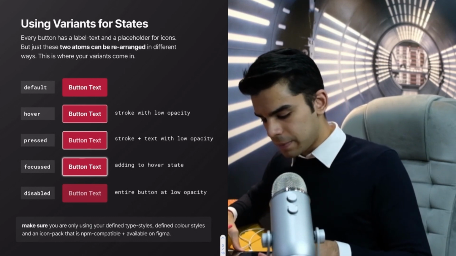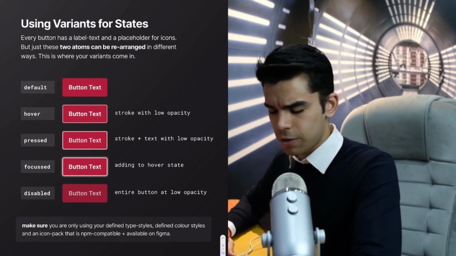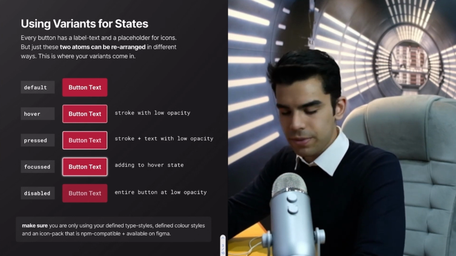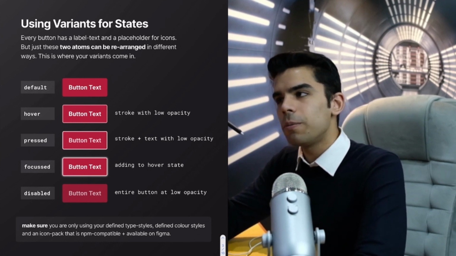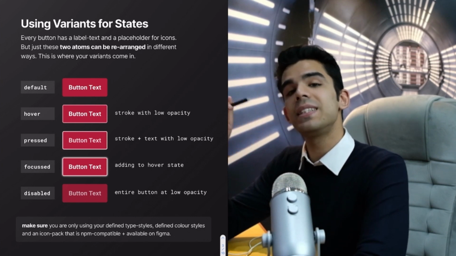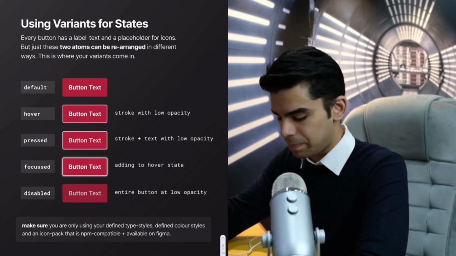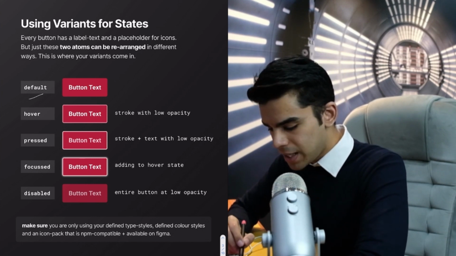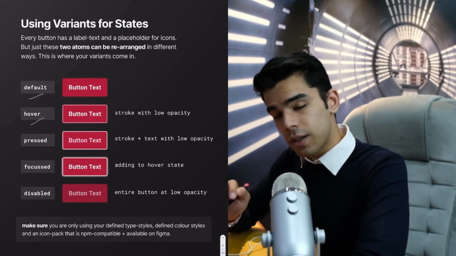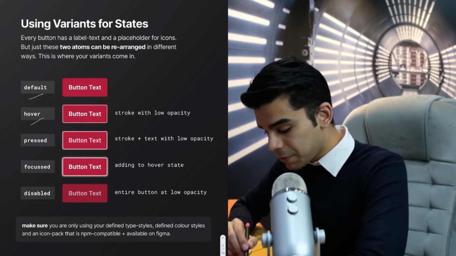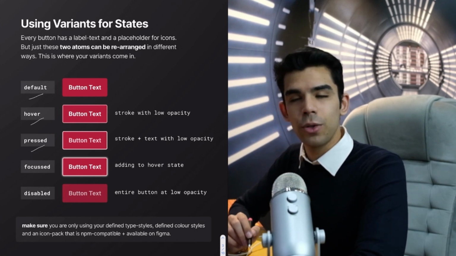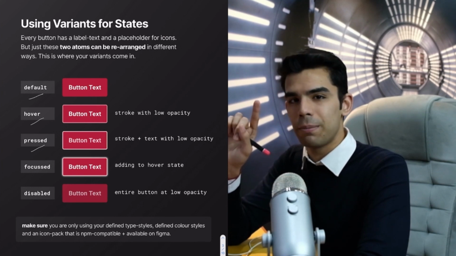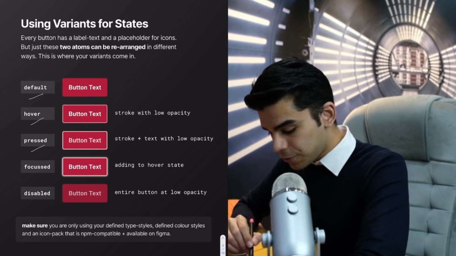Now, every button has a label text and the placeholder for icons, but these two items can be rearranged in some specific combinations. Within those combinations, you would also have different states for that same button. So there is a default state, which is basically the common CTA. Then you have a hover state when you have your cursor on top of the button. Then you have a pressed state where you actually have this half a second gap where your cursor has clicked on that button, right? And then there's a focused state.